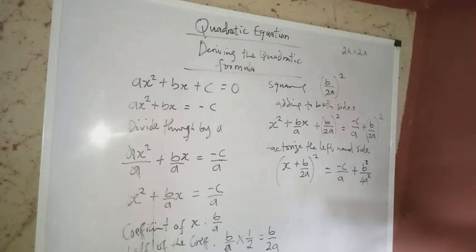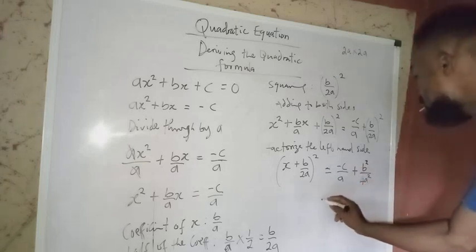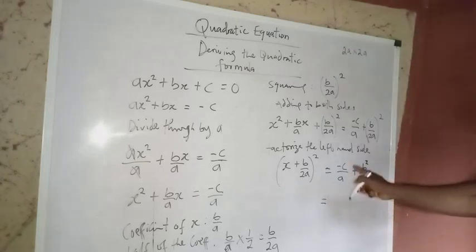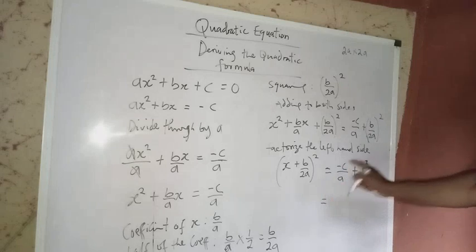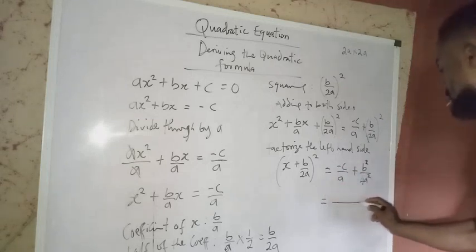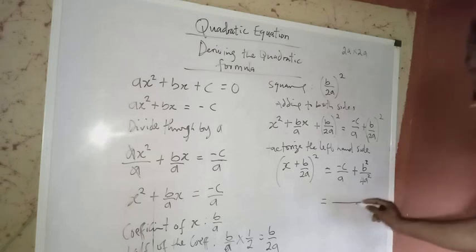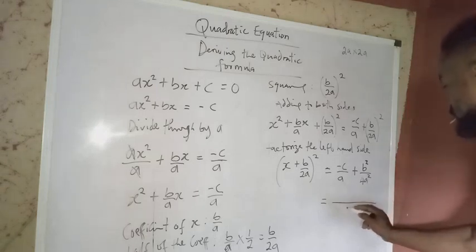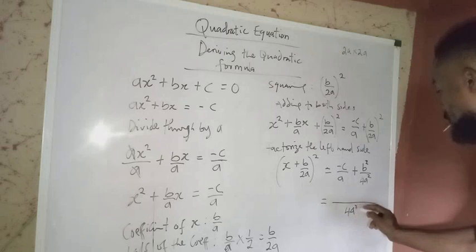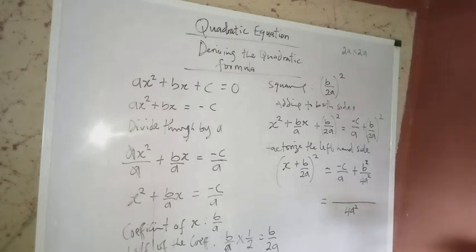Alright, I am checking this. Okay, so let's proceed. This will now become a fraction. In order to resolve this fraction, we take the LCM of both sides, a and 4a squared. When we take the LCM, we are going to have 4a squared as the LCM.